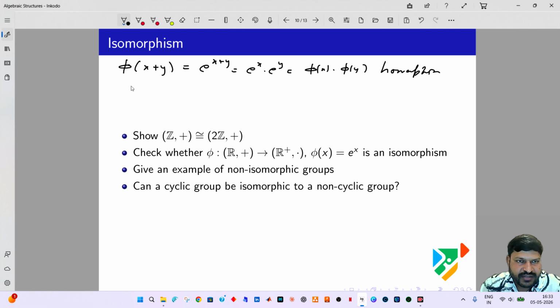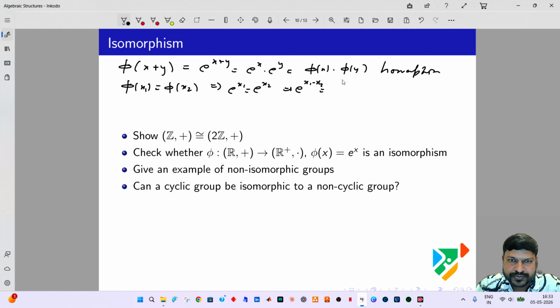Next, is it bijective? For injectivity, suppose phi of x1 is equal to phi of x2. You need to show that x1 is equal to x2. If yes, then it is one-one. So exponential x1 equals exponential x2. You can take exponential of x1 minus x2 equal to 1, which will give you x1 minus x2 equal to 0. That implies x1 is equal to x2. Hence, this function is one-one.